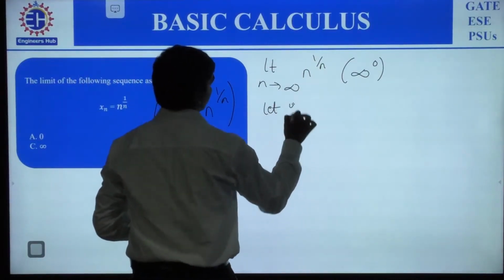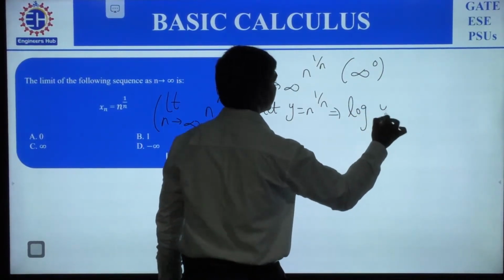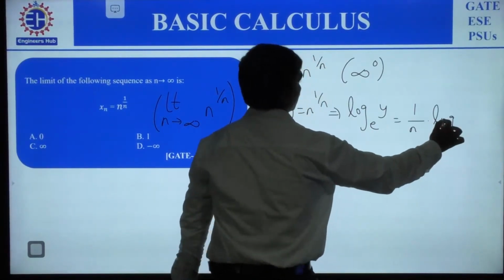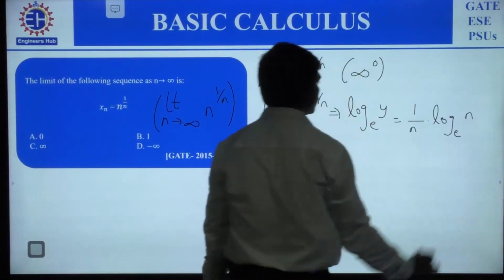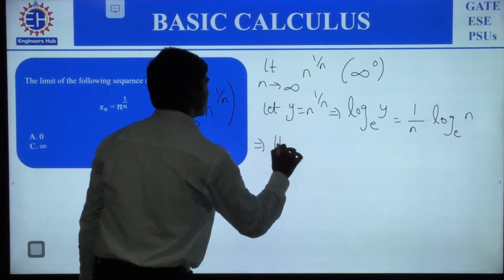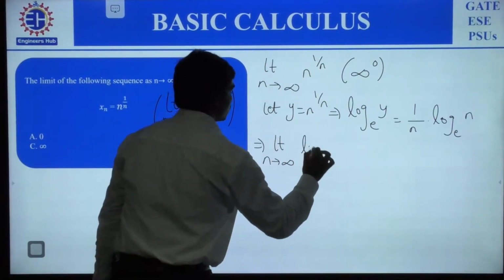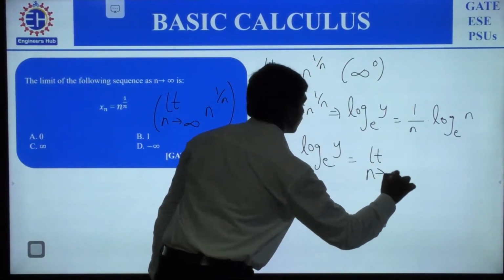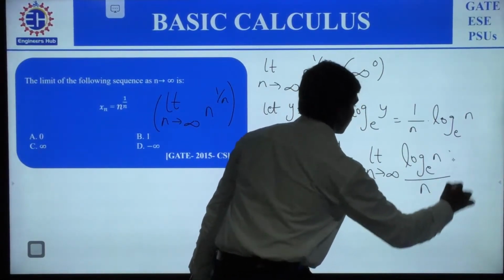Let y is equal to n power 1 by n. So this implies log y to the base e is equal to 1 by n into log n to the base e. Correct. This is what we'll get here. So this implies if you apply limit n tends to infinity here, log y to the base e is equal to limit n tends to infinity log n to the base e divided by n.